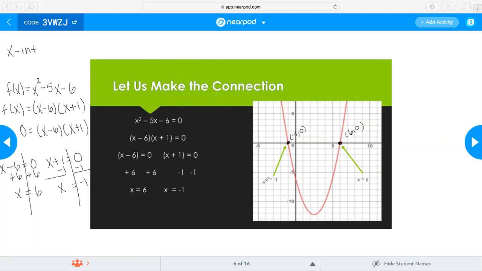What does our graph show us? Perfect. It shows us these x-intercepts. So we can take our factors, set them equal to 0, and solve for the x-intercepts. That is the connection we need to make between our factors and our graph, our x-intercepts. Another word for this is also solution. If it's asking for the solution, we'll get into that a little later, but it's only asking for the x-intercept.